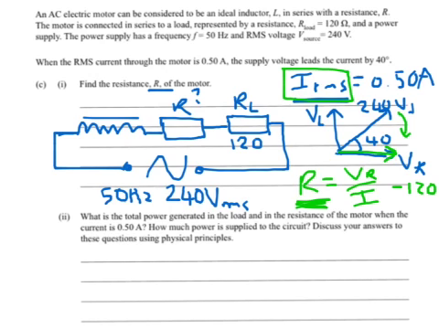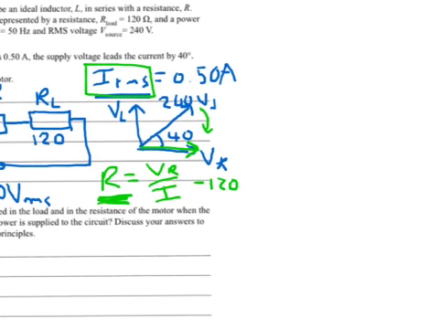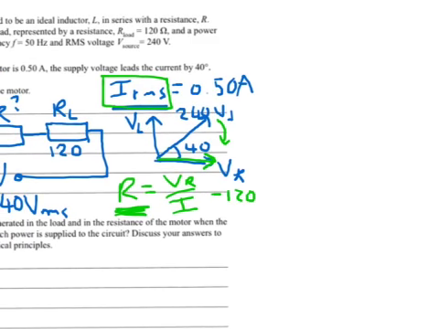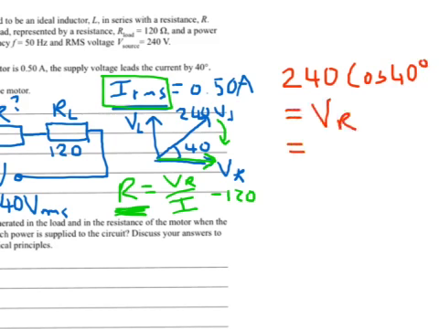So let's go through that process really quickly just to see how it works out. Let's shift across to the side to do this. From our phasor diagram, we have 240 volts cosine of 40 degrees. That'll give us VR, which equals 367.7 ohms. I haven't calculated it, I'm just reading off the answers to save myself time. So, which is our total resistance.